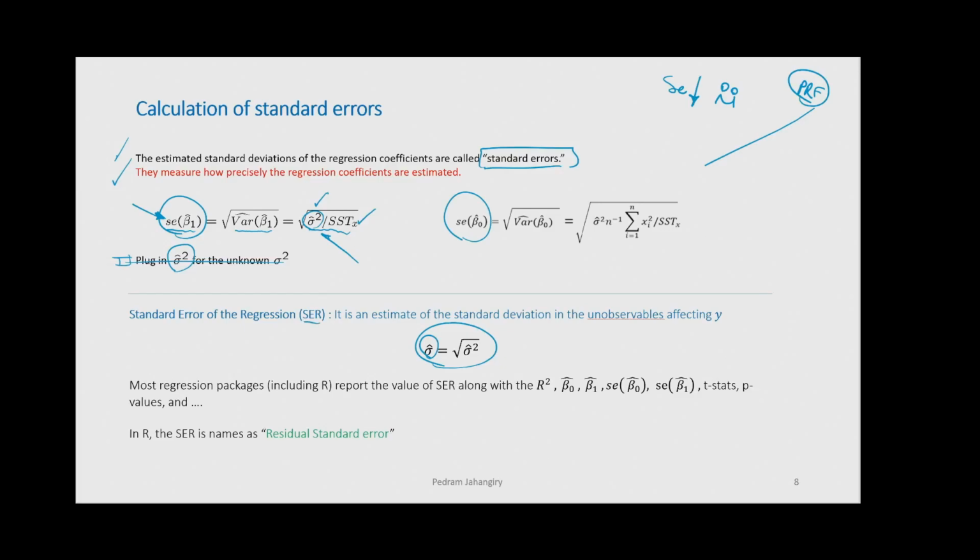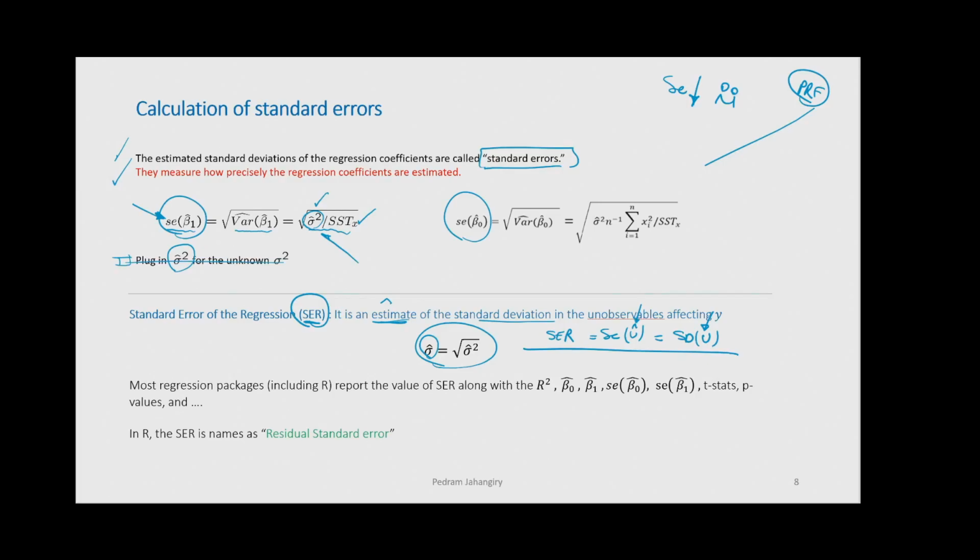And there's a name for it. In textbooks, we use standard error of regression, SER. It is an estimate, a hat version. It's an estimate of the standard deviation of the unobservables affecting y. So basically, it's an estimate for the standard deviation of your u. It is the standard error of regression. They're all the same. All right, so this guy is not observable, but this is observable.